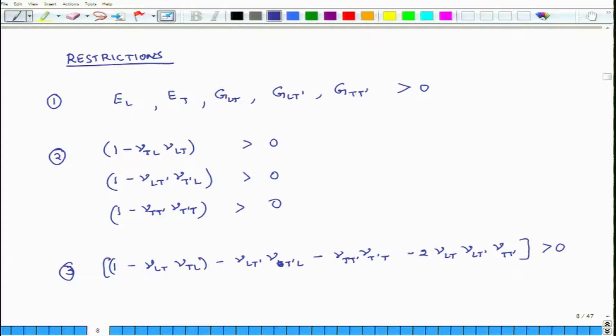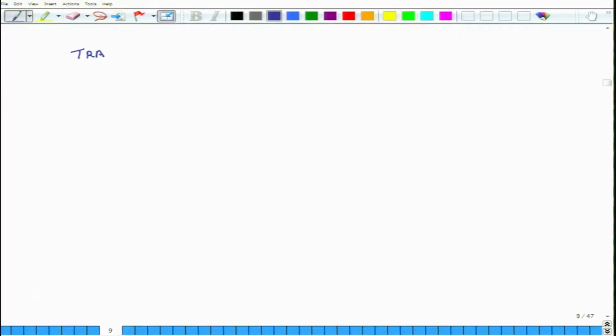So, now we move to the next topic for this course, and this is about transformation of Q and S matrices.